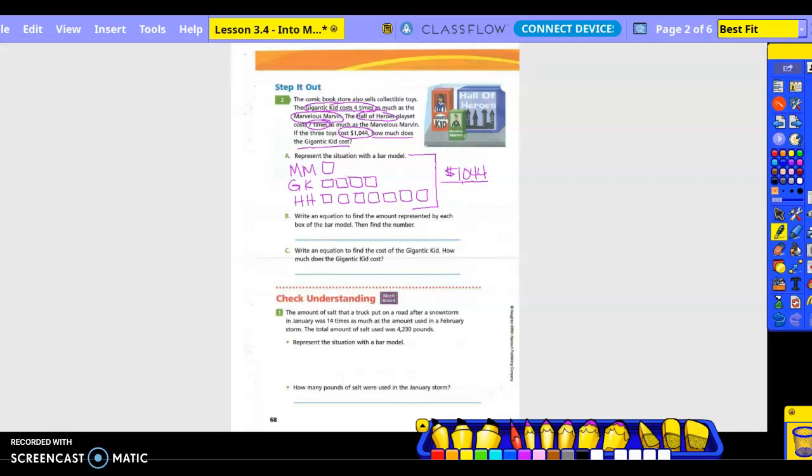Write an equation to find the amount represented by each box. Then we need to find the number. So what's our total? 1,044 divided by how many total boxes? 12, because there's 1, 4, which gets us 5, and then 7 more, which gets us 12. Equals the price for each one, right? All right, so letter C, write an equation to find the cost of the Gigantic Kid. Oh, we need to figure out what goes in each box, right, guys?